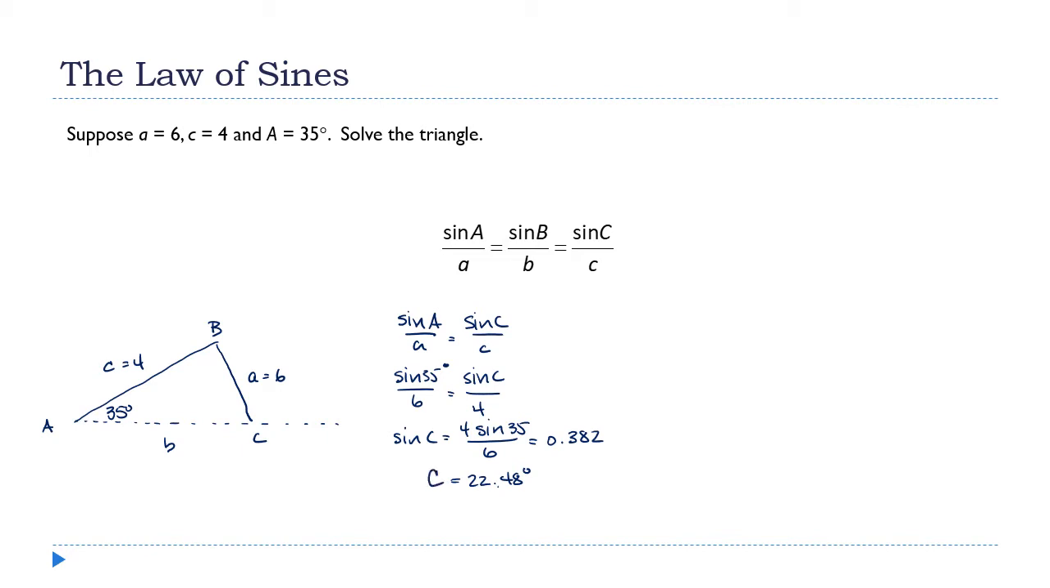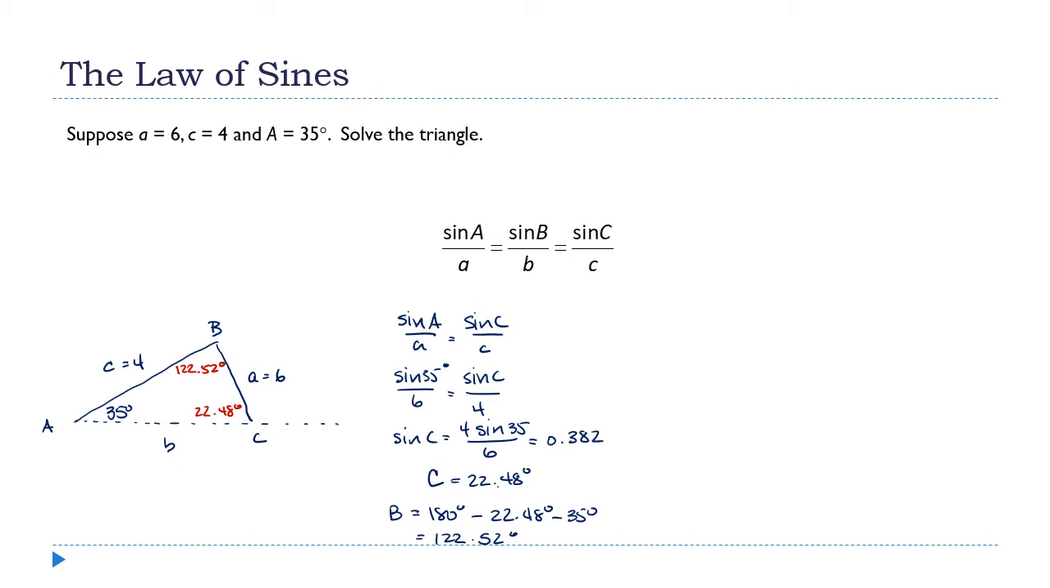Okay, so I'm going to put that on my diagram. 22.48. All right, now, because it's easy, let's go ahead and grab angle B. Angle B is 180 degrees minus 22.48 minus 35, and that is 122.52 degrees. Good, 122.52. Okay, good.